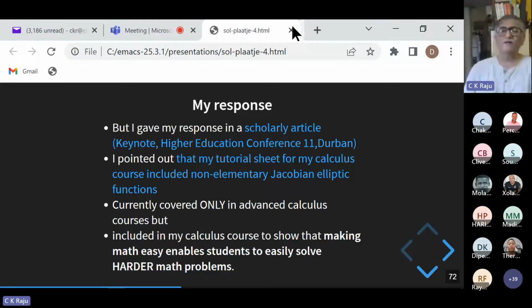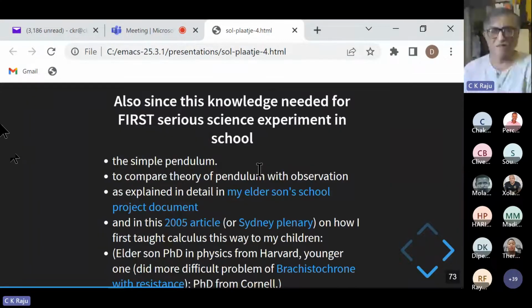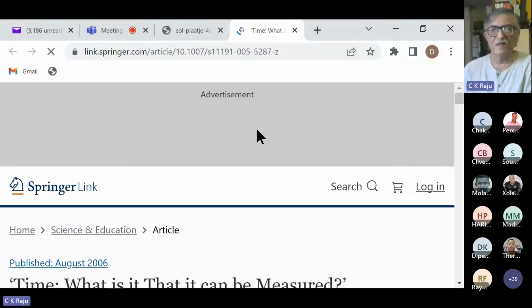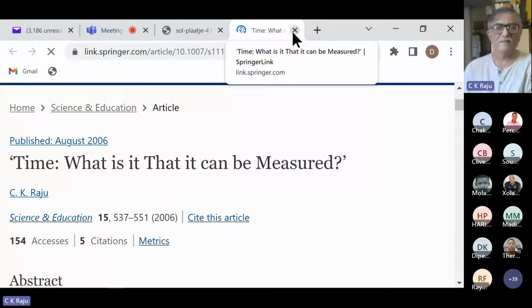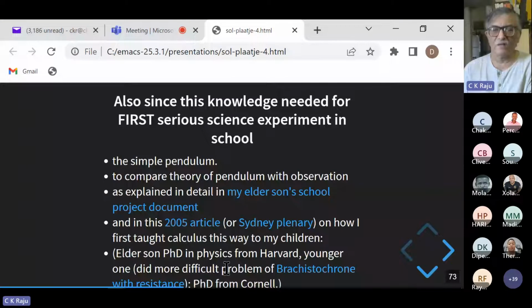My God, what sort of criticism is this? These are in an advanced calculus course, and they are included in my course to show that making math easy enables students to solve harder problems. All right. So maybe I can just give you a demo. You can take a look at my eldest son's school project document, which lists all the details about Jacobian elliptic functions and a simple pendulum. Or you can see my 2005 article, which discusses the theory of the simple pendulum, or see this material on the brachistochrone and so on.